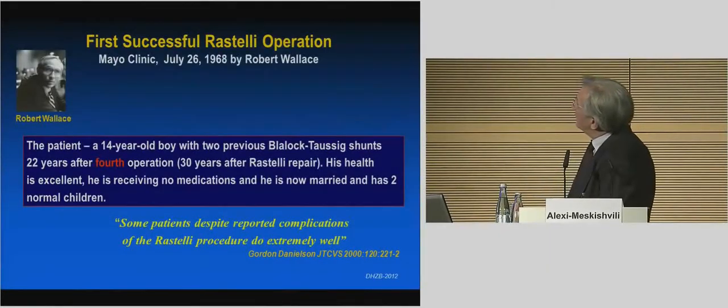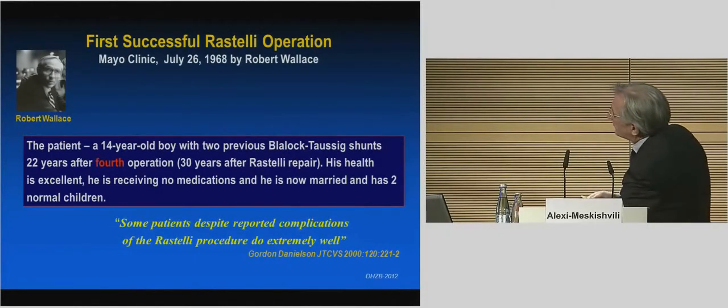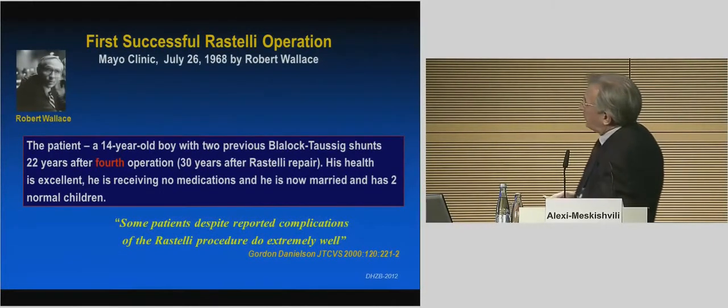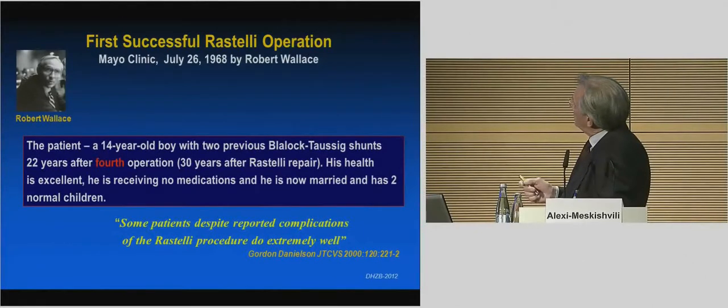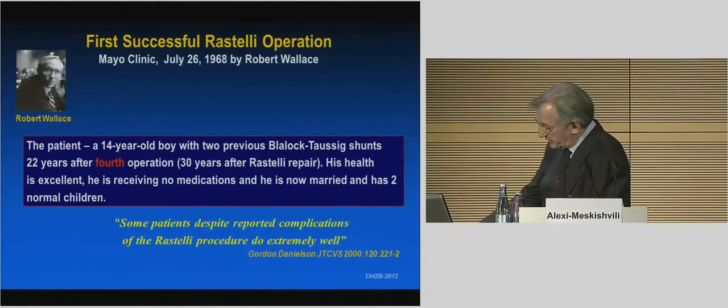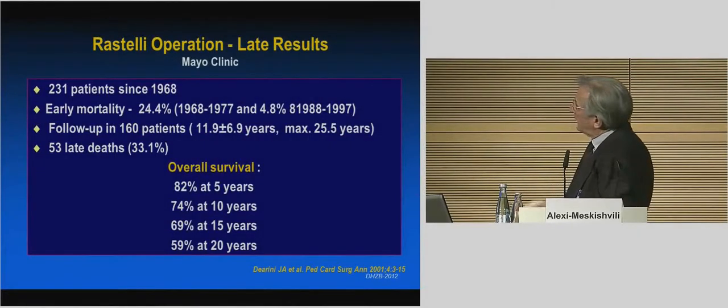The first successful operation was performed by Roger Wallace at the Mayo Clinic, and this patient was a 14-year-old boy with 2 previous palliative operations. Twenty years later, after 4 reoperations, he is doing well, has children, is married, but it's very important that after the first successful operation, he had 4 reoperations. So the Rastelli operation is an operation where we do not have very good survival, about 60% up to 20 years.